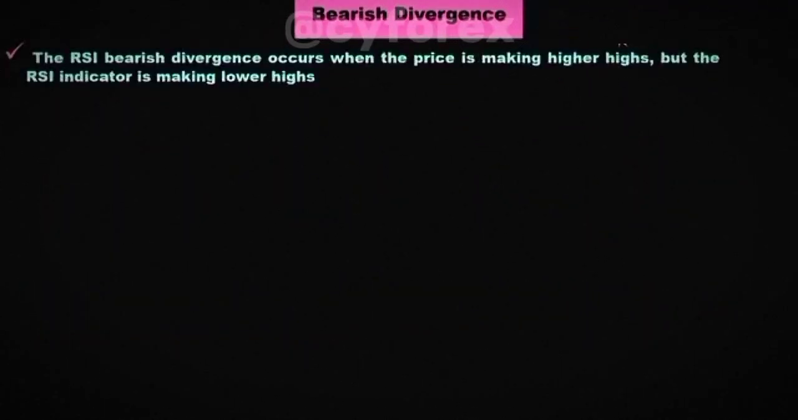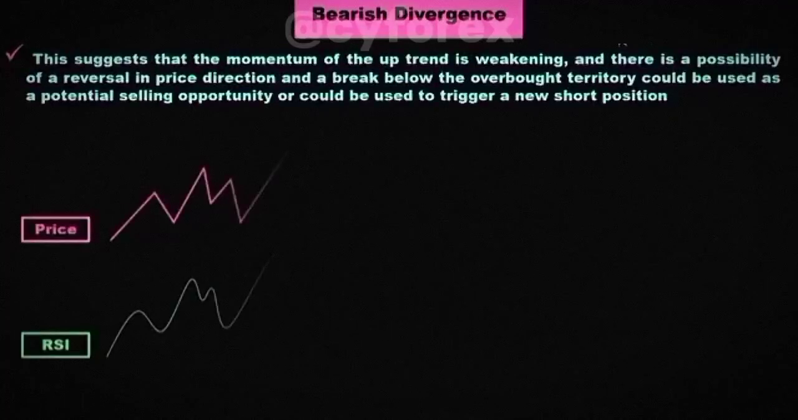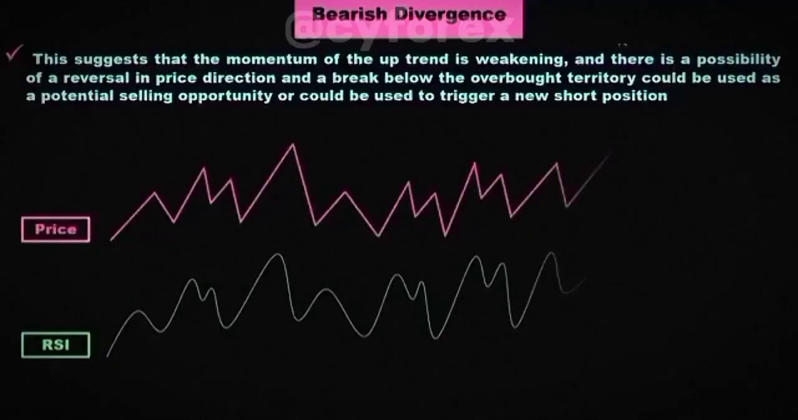The RSI bearish divergence occurs when the price is making higher highs, but the RSI indicator is making lower highs. This suggests that the momentum of the uptrend is weakening, and there's a possibility of a reversal in price direction, and a break below the overbought territory could be used as a potential selling opportunity or could be used to trigger a new short position.